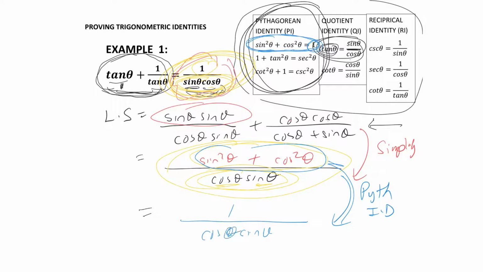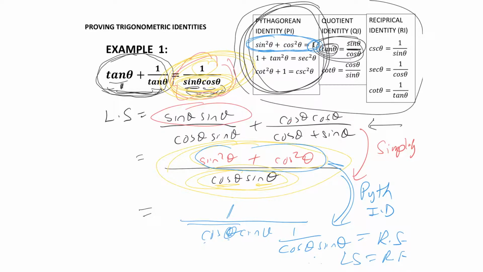And now if you notice here, we have 1 over cos theta. It's messy, I'm sorry. 1 over cos theta and sine theta. And now we can say that, oh, it is equal to the right-hand side, and therefore the left-hand side is equal to the right-hand side.